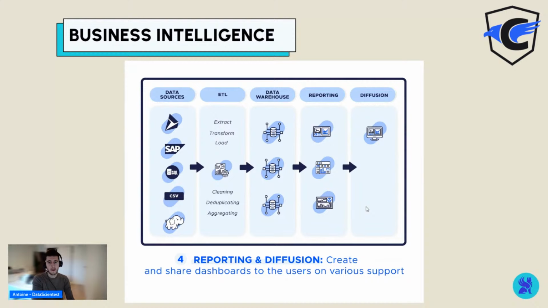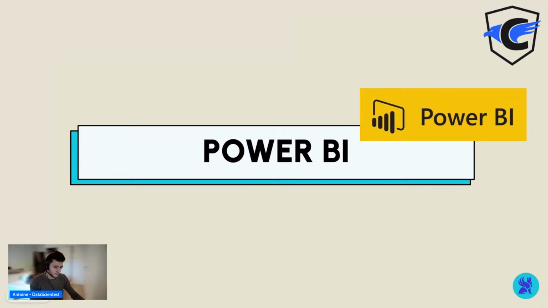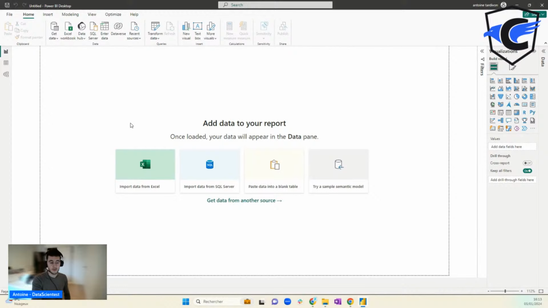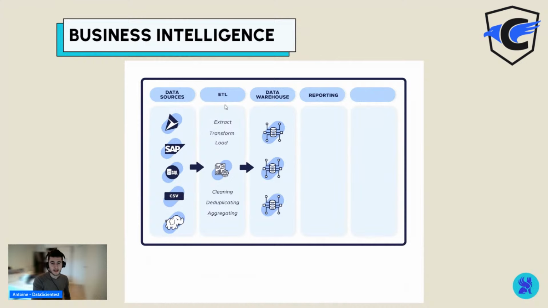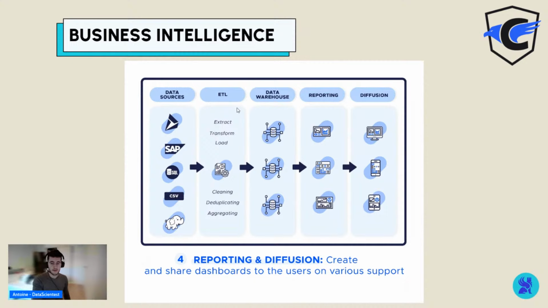So let's see that together in a demonstration of Power BI. The tool that I will use is named Power BI Desktop. It's the desktop version of Power BI. There are two versions of Power BI. The first one, that I will use today, is Power BI Desktop. It's free, and it's perfect for training on the tool because it will enable us to perform all the tasks except the diffusion. So you can connect to data sources, do your ETL phase, load the data, and create your reports. But with Power BI Desktop, you are not able to diffuse your data, to share your data sets or your dashboards.